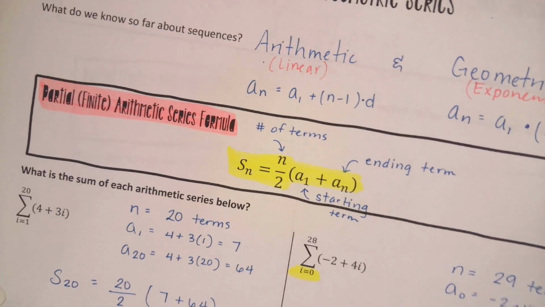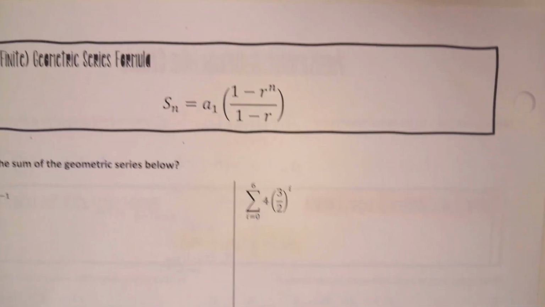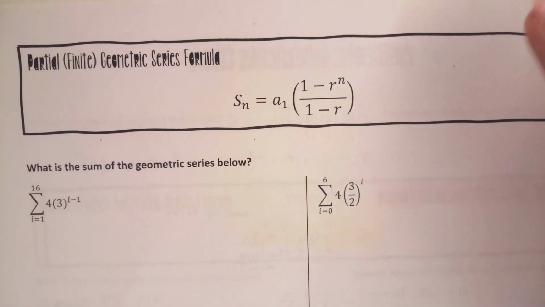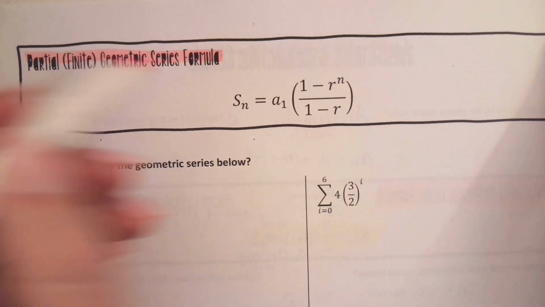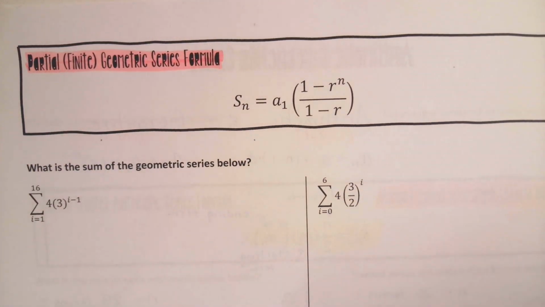Geometric. Okay, so pausing on arithmetic. Geometric, remember, these are the ones that follow an exponential function pattern. Let's see if we can break down this formula here. This is only if they're geometric, only if they're partial, meaning you're adding up a specific number of terms, not just one going on to infinity.